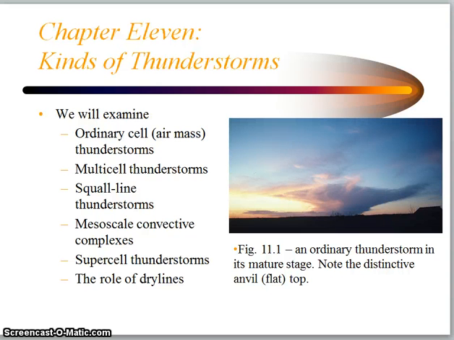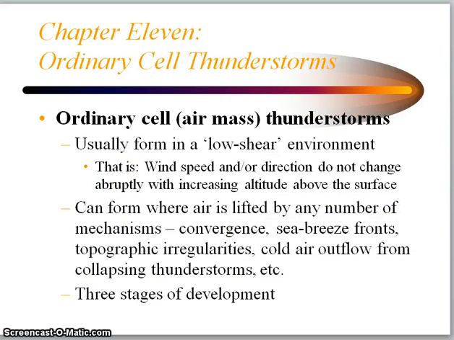What you see on the right in that picture is an ordinary thunderstorm from a distance in its mature stage. They tend to flatten out on the top. An ordinary cell or air mass thunderstorm usually forms in what we call a low shear environment. What this means is that the wind speed and or the wind direction don't change very much as you start from the surface and go up above your head. In other words, the wind speeds increase only a little bit and the wind direction doesn't change too much.